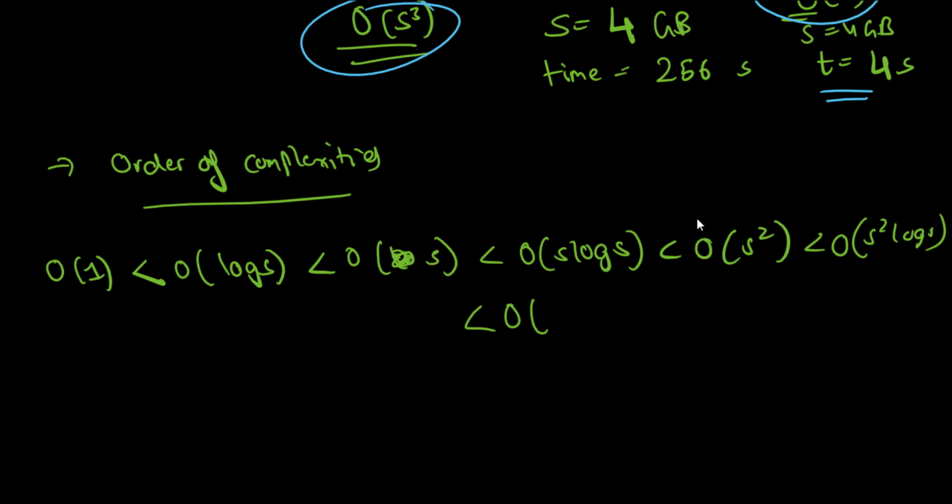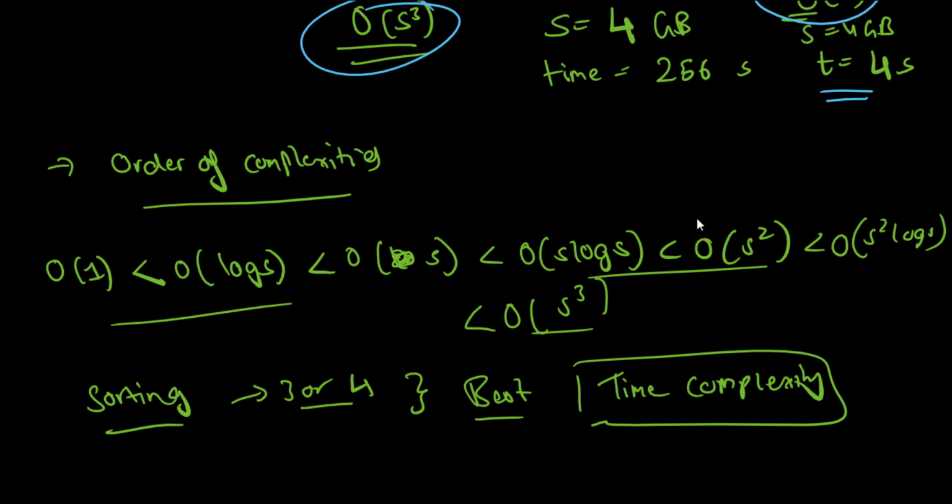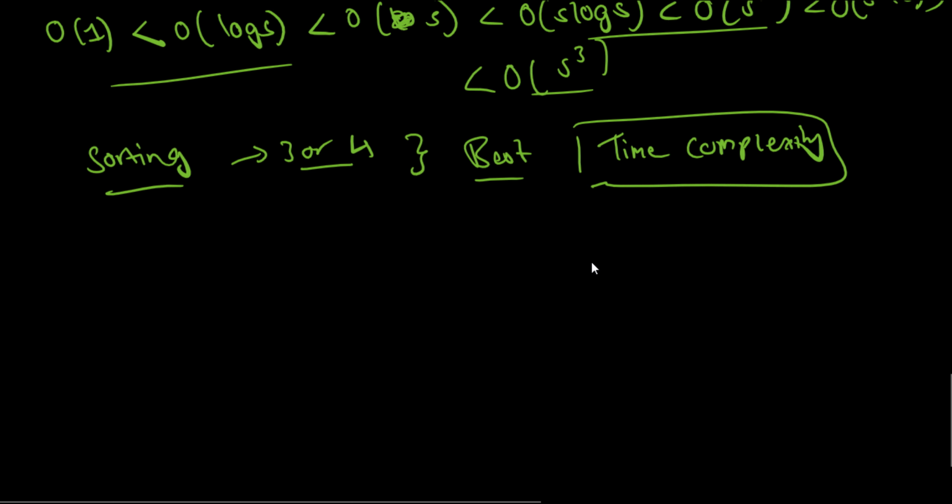If you are creating a sorting algorithm, then we have S cube. For sorting algorithms, we have three or four major algorithms, but to have the best one based on your use case, you have to compare the time complexity. So you can compare based on the time complexities the algorithms have. Okay, so this is the definition of Big O and how it is used.